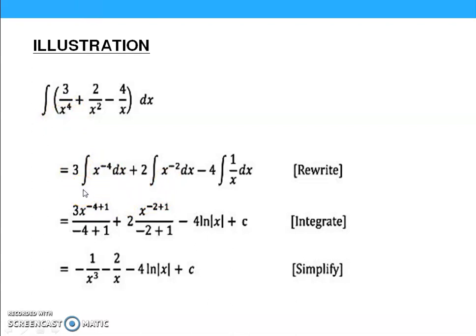And using the rule that integral of x raised to power n is x raised to power n plus 1 upon n plus 1, I am integrating the first and the second integral. For the third integral, I am simply using the result that integral of 1 over x is natural log mod x. You have to add the constant of integration also. So plus c, and this gives us the required result, which we have obtained by simplifying it again.